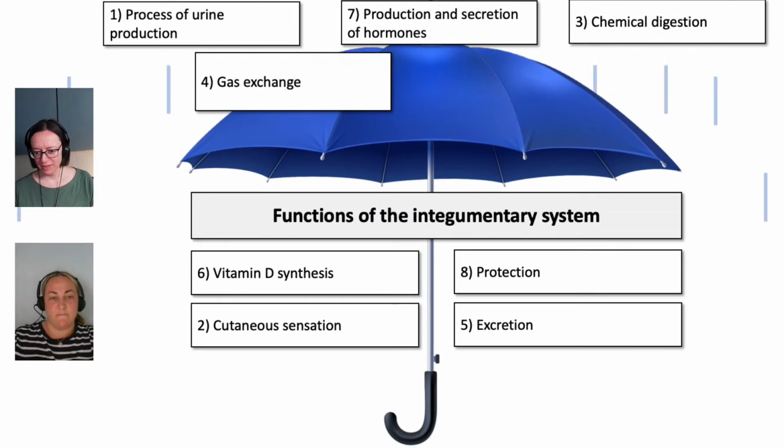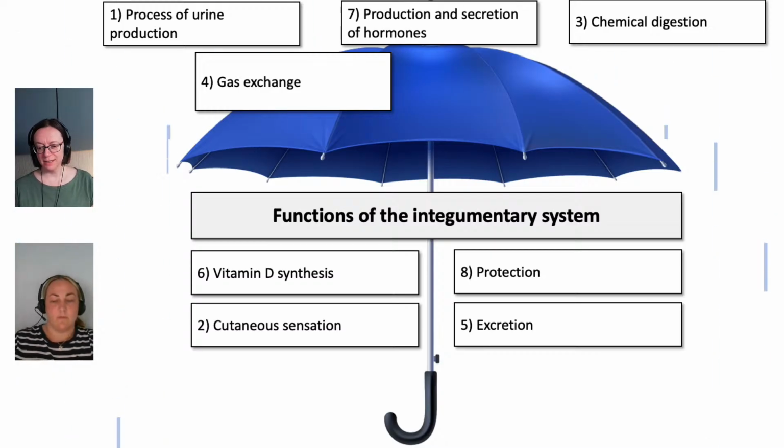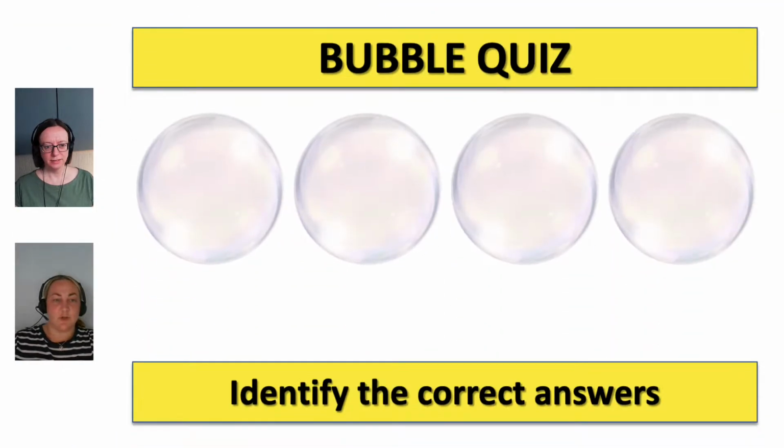So we've got vitamin D synthesis, protection, cutaneous sensation, and excretion. So we excrete sweat, for example, through our skin. Our skin protects us. It's a physical barrier for infection. It's the site of production of vitamin D. So we take in sunlight, and then within our skin that synthesizes vitamin D. And then cutaneous sensation, that is being able to feel things. Itching, for example. Okay, let's quickly go on to the next one. And well done, Pakisi, who gave us 2 correct answers.